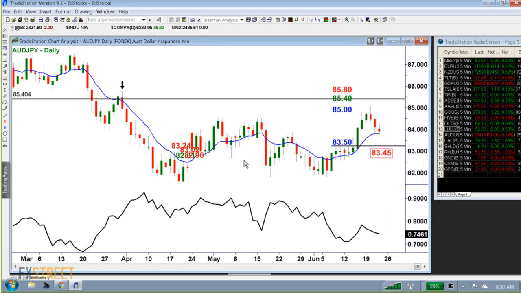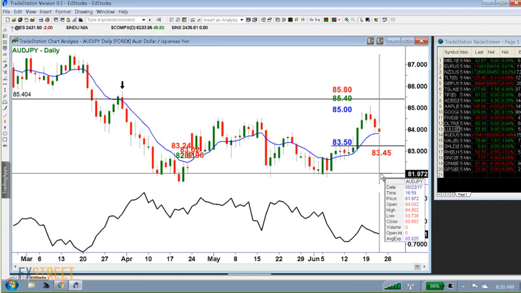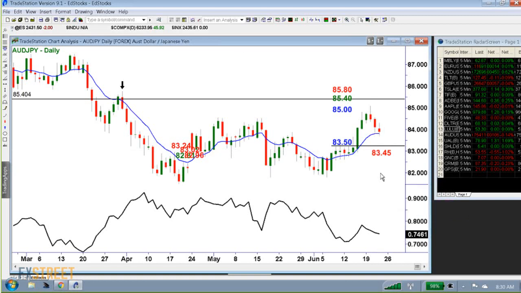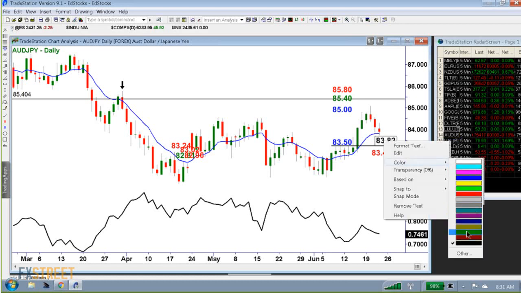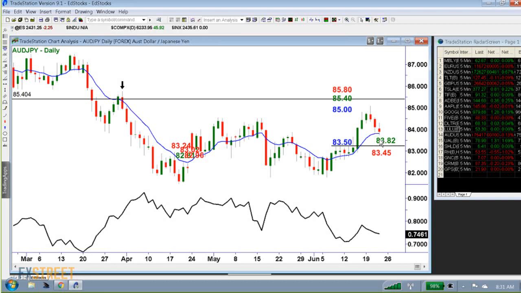83.45 becomes the stop. So the entry is the moving average. The moving average is 83.82. Boom. There we go. We've got ourselves a long position in Aussie yen.